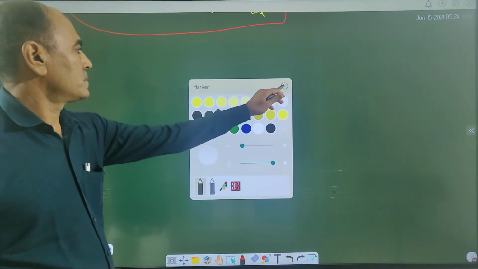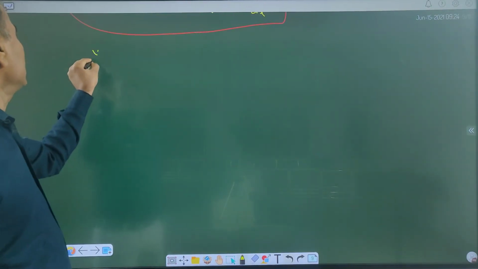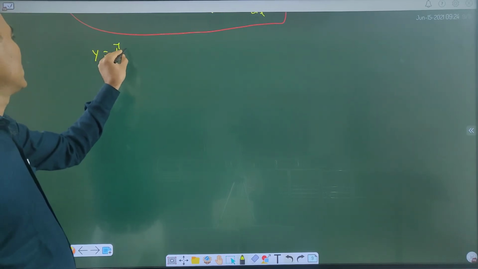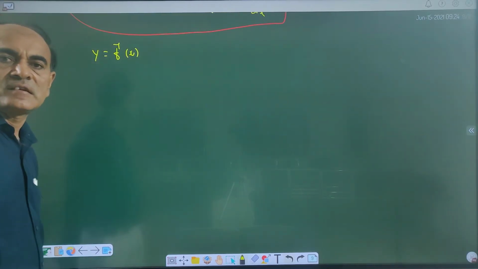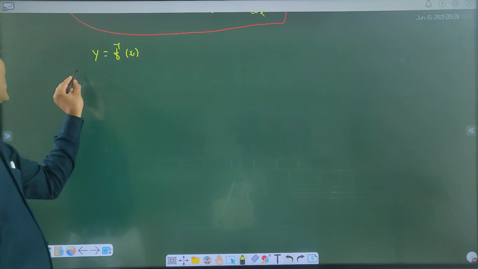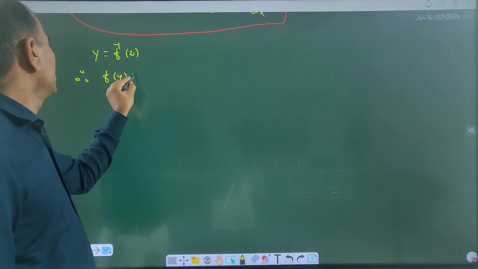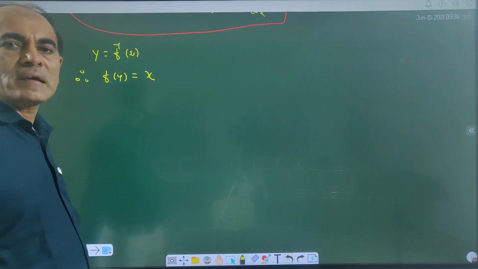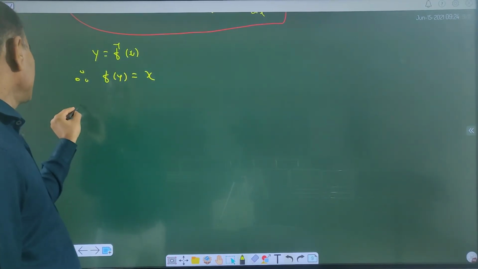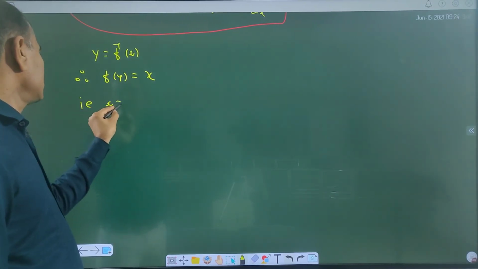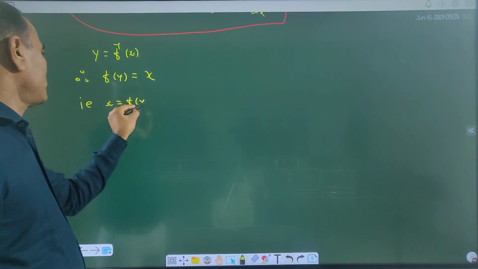Now see, y is equal to f inverse x is given to us. Therefore, what is x? If I take f on both sides, f of y is nothing but x. So that is x is equal to f of y.